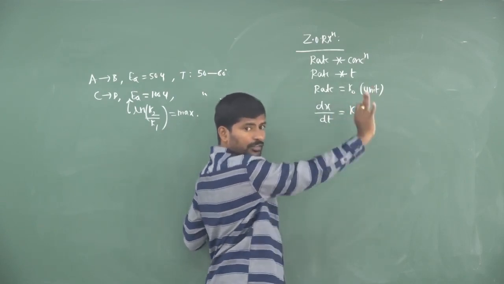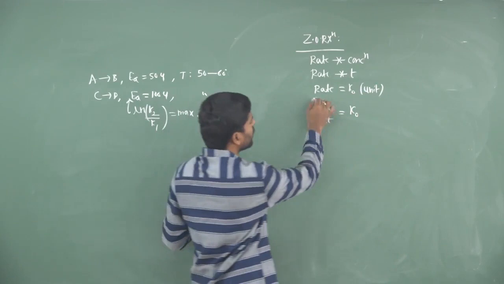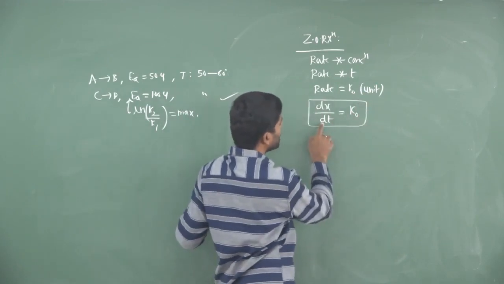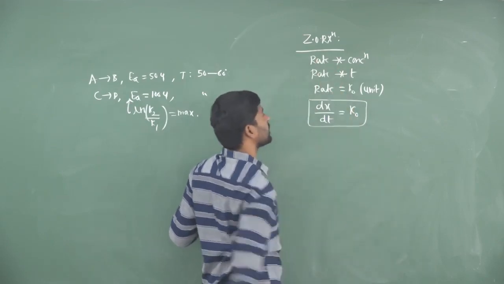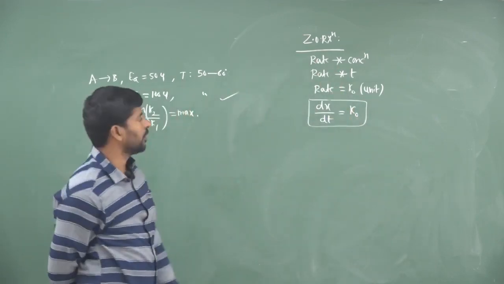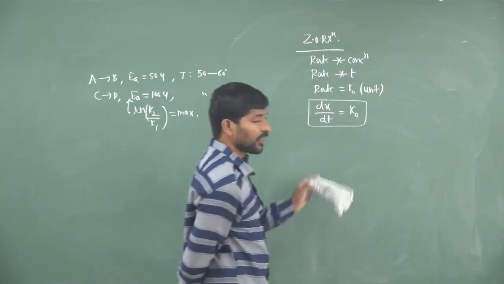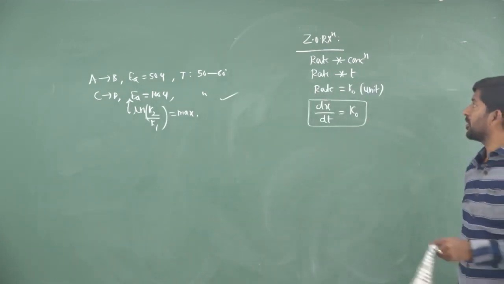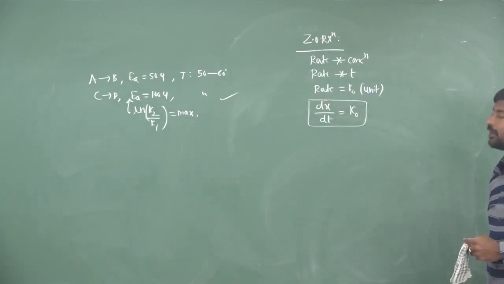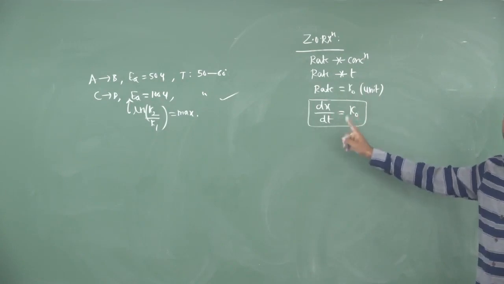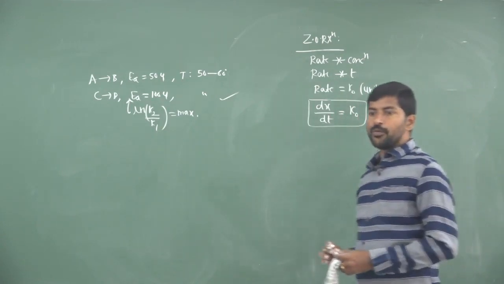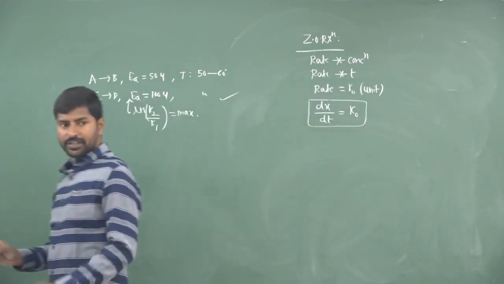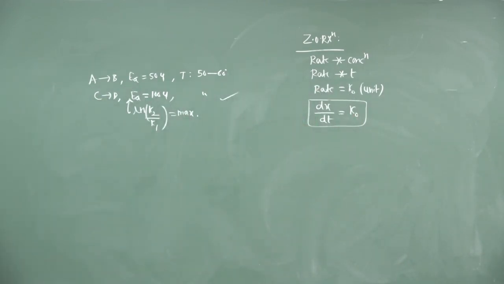Concentration power 0, something power 0 is 1, no need to write. So this is the differential form. So rate unit and rate constant unit both are same. Such reactions are called zero order reactions. Rate is independent of concentration, rate is independent of time, units of rate and rate constant are same. Such reactions are zero order reactions. Examples: photochemical reactions, heterogeneous catalysis reactions, those are zero order reactions.